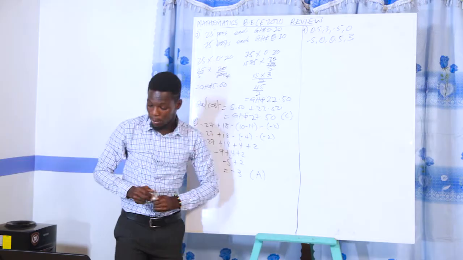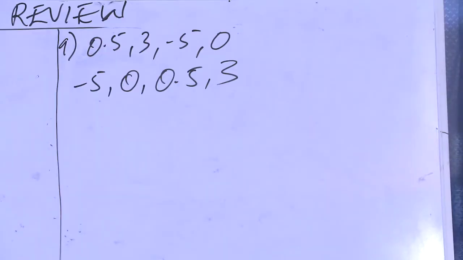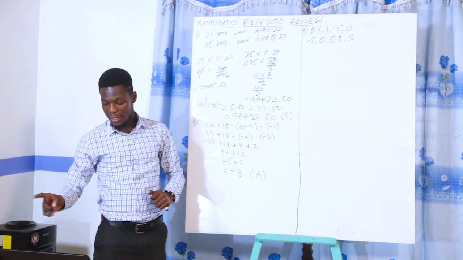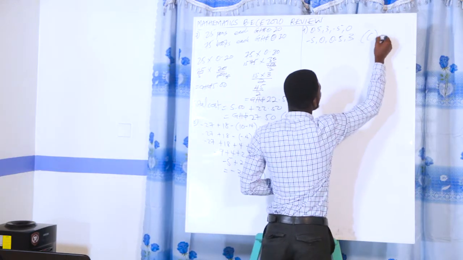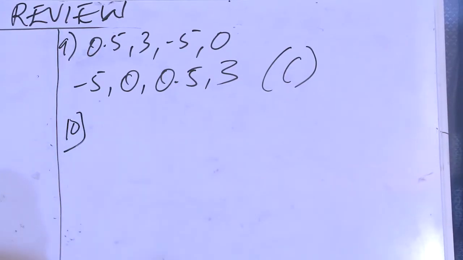So let's get our options for question 9. A, 0, 0.5, -5, 3, which is wrong. B, 0, -5, 0.5, 3, which is also wrong. C, -5, 0, 0.5, and 3. And D, -5, 0.5, 0, and 3. The correct answer is C, -5, 0, 0.5, and 3.